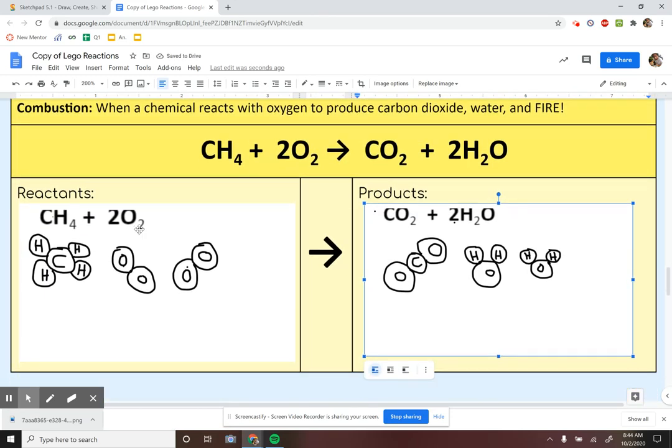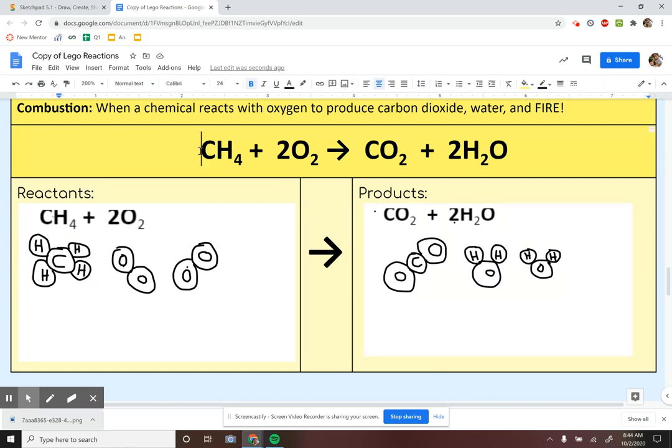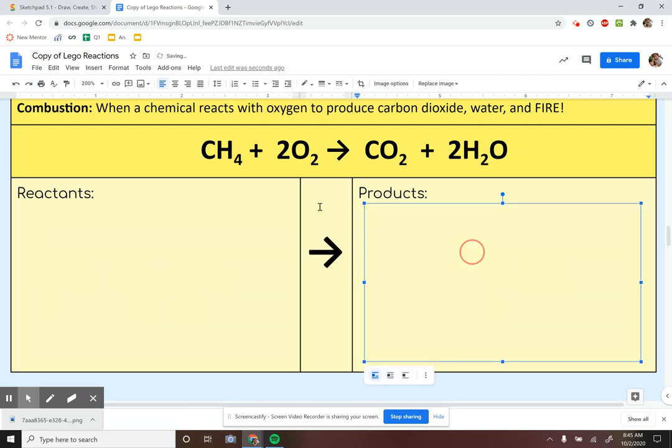Okay, so these are my reactants. These are the molecules before the reaction. And then what happened is these atoms kind of broke apart from each other. They shuffled, rearranged, and now we put them together in a new way over here, okay? So remember, a chemical reaction is when the atoms in a molecule split apart from each other, they rearrange, and then they reconnect in a new way. And that's what happened here.